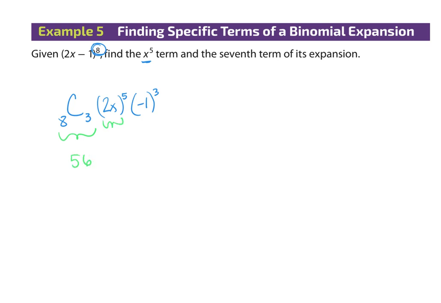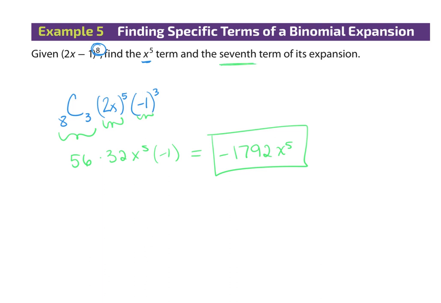Then I'm going to expand this. 2 to the 5th is 32, and I have x to the 5th. A negative to a 3rd power, that is a negative 1. So when I multiply that out, I'm going to get a negative 1,792 x to the 5th. That is the term that represents the x to the 5th term. Okay? That's one way they can ask for it. They could say, when this variable is to this power, what is the whole term? All right? The second way they can ask for it is something like this.